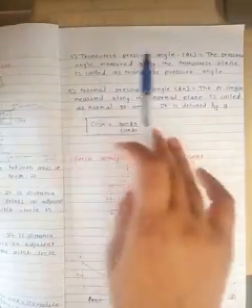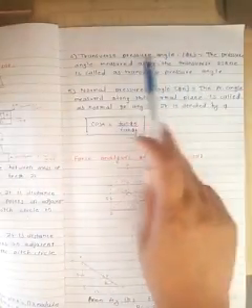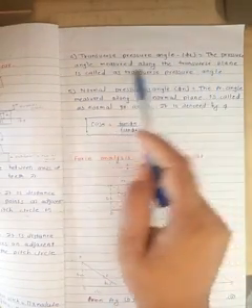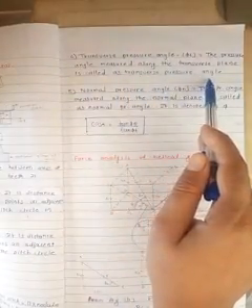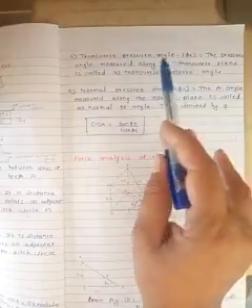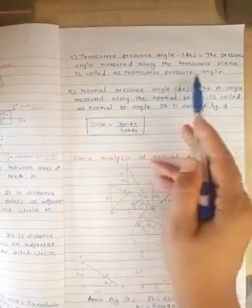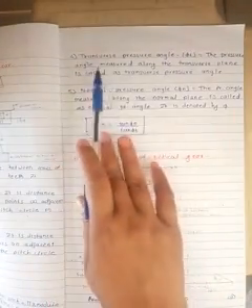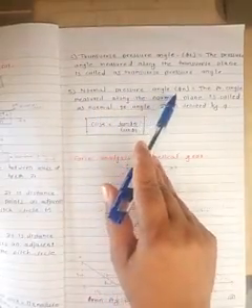The fourth parameter is the transverse pressure angle, phi t. The transverse pressure angle is the pressure angle measured along the transverse plane. If the pressure angle is measured in the transverse plane, it is called the transverse pressure angle. And the fifth one will be the normal pressure angle, phi n.